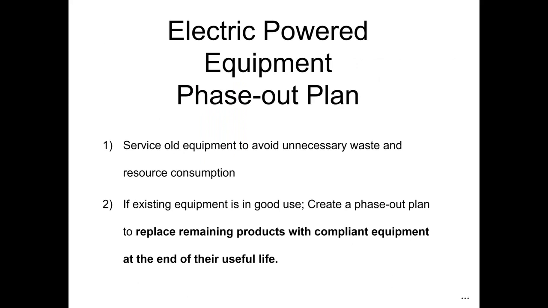And then lastly, that electric powered equipment phase out plan. You want to be able to service old equipment and avoid unnecessary waste and resource consumption if possible. So if you have, let's say, a copy machine that isn't working, rather than just dump it out the back door, you want to make sure that it's evaluated and improved, perhaps maintained properly, so that you can continue using it. And if the equipment is no good, then you need to have that phase out plan to replace remaining products with compliant equipment at the end of their useful life.